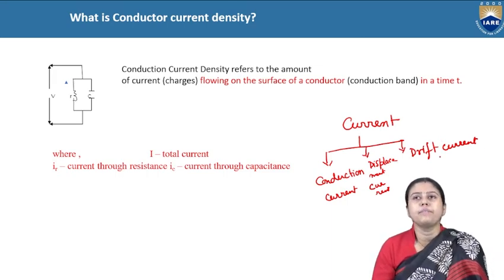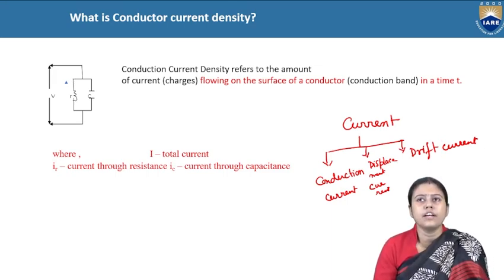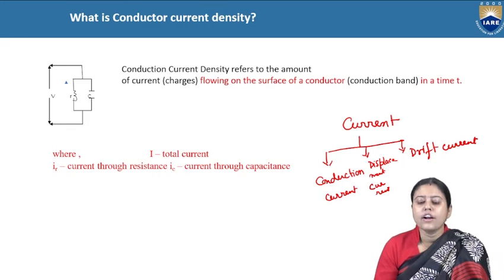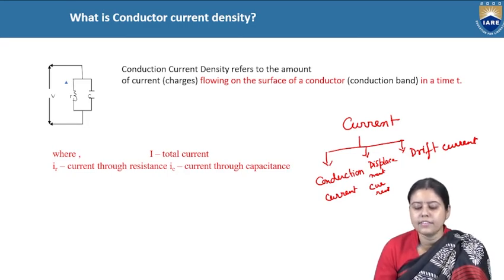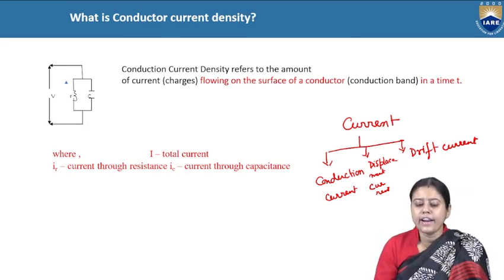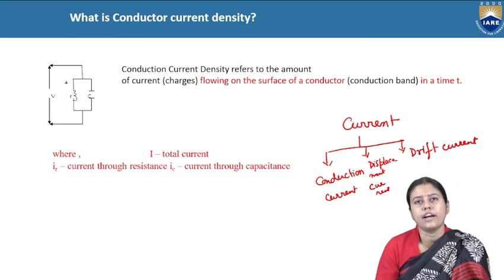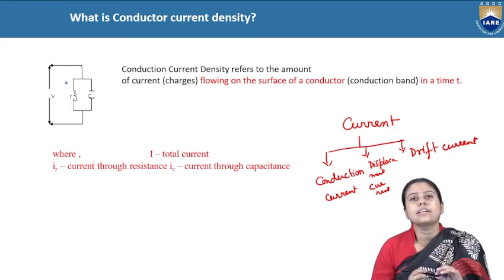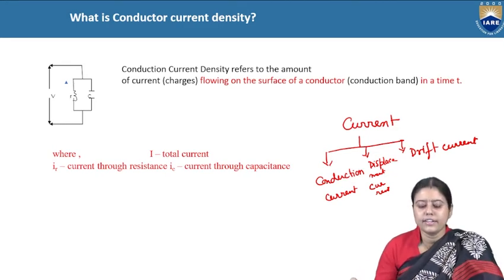Basically, current is of two types. One is called the conduction current. Another one is the displacement current. What is conduction current? Conduction current is the amount of current or charges flowing on the surface of a conductor. When there is a conductor, some current will flow at a time t. This current is known as the conduction current.